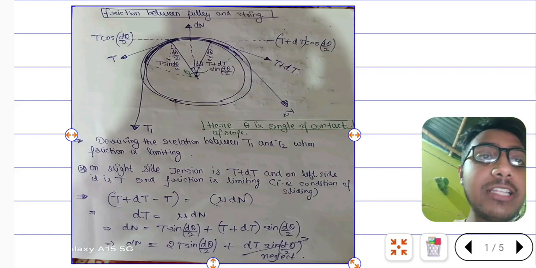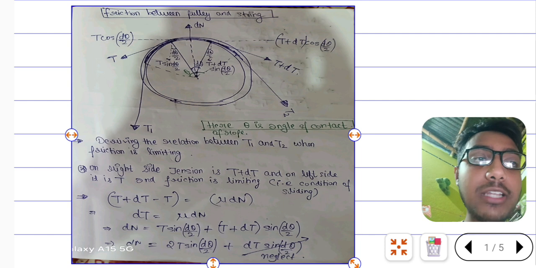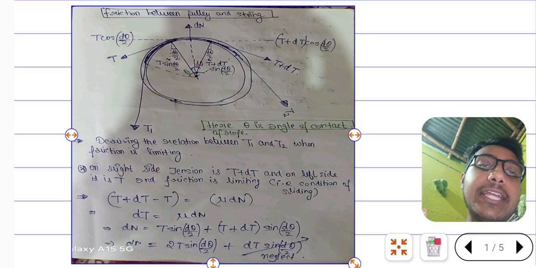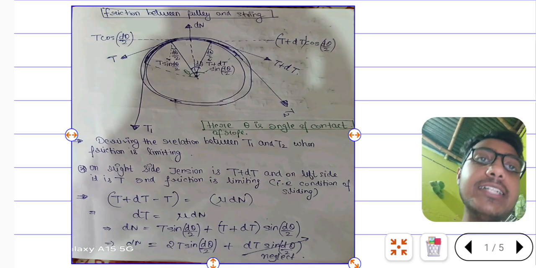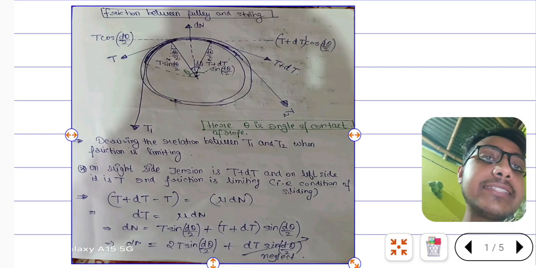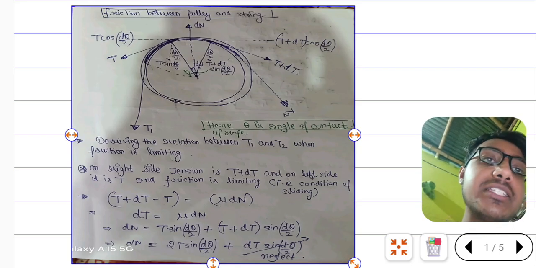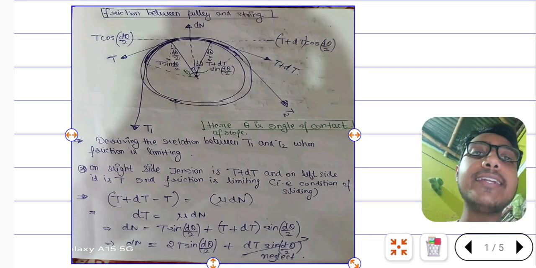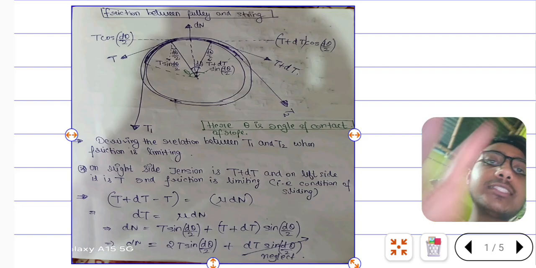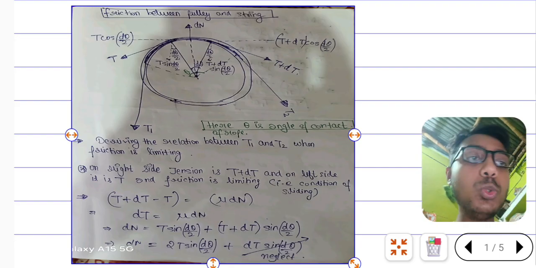And we are deriving the relation between T1 and T2 for the limiting case. So let's derive. Suppose we take a very small element of d theta. On the right hand side we take the tension as T plus dT, and on the left side it is T. If we take the component, its half angle will be d theta by 2.